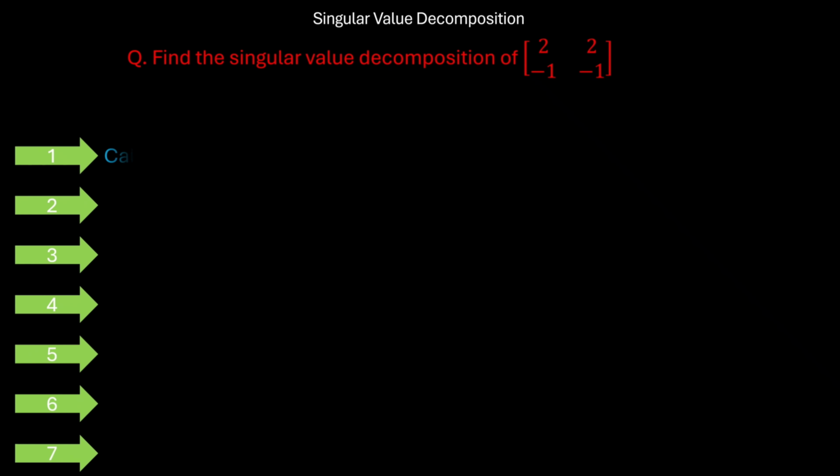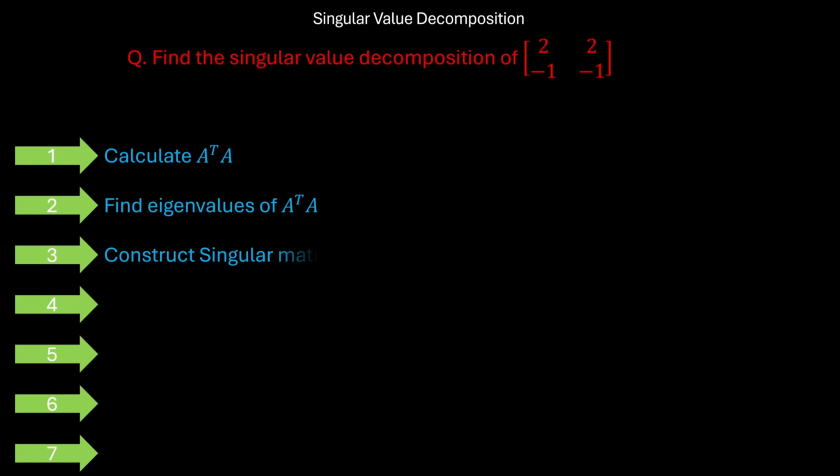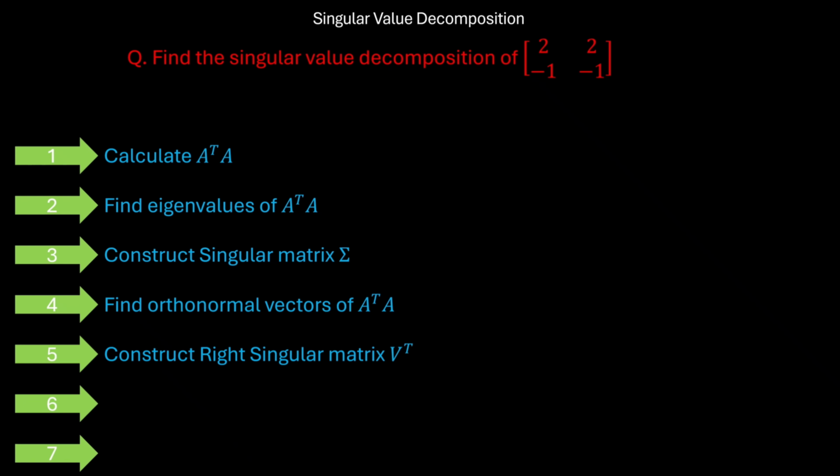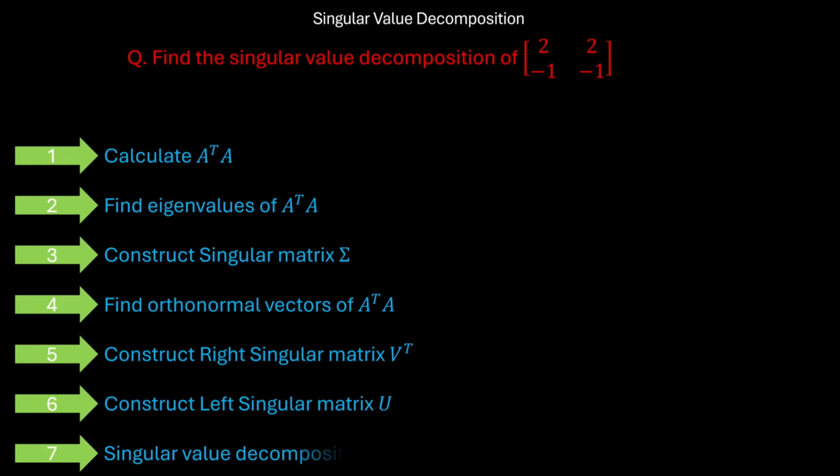Here is a challenge. Find the singular value decomposition of the matrix A 2, 2, negative 1, negative 1. To make sure we don't make any calculation mistakes, we will follow the 7-step master plan. Step 1. Calculate A transpose A. Step 2. Find eigenvalues of A transpose A. Step 3. Construct the singular matrix sigma. Step 4. Find the orthonormal eigenvectors of A transpose A. Step 5. Construct V transpose, the right singular matrix. Step 6. Construct U, the left singular matrix. And finally, step 7. The final SVD.